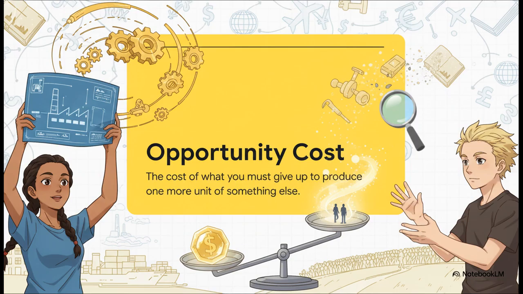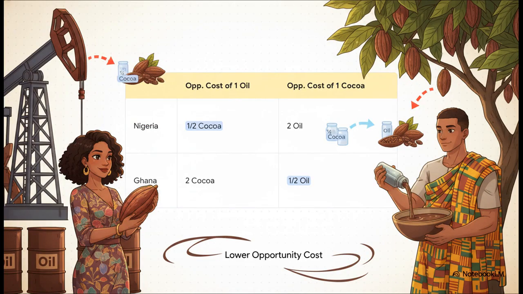It's not about the price tag on something. It's about what you have to give up, what you have to sacrifice to make it. Okay, this table is where the real story is. Let's break it down. For Nigeria to produce one more unit of oil, it only has to give up making half a unit of cocoa. But for Ghana to make one more unit of oil, it has to give up 2 whole units of cocoa. So Nigeria has the lower opportunity cost for oil.